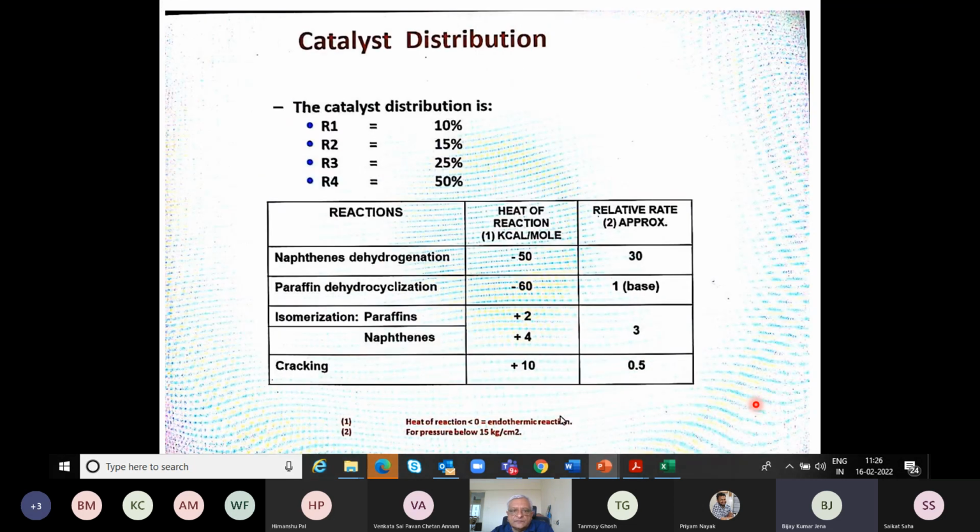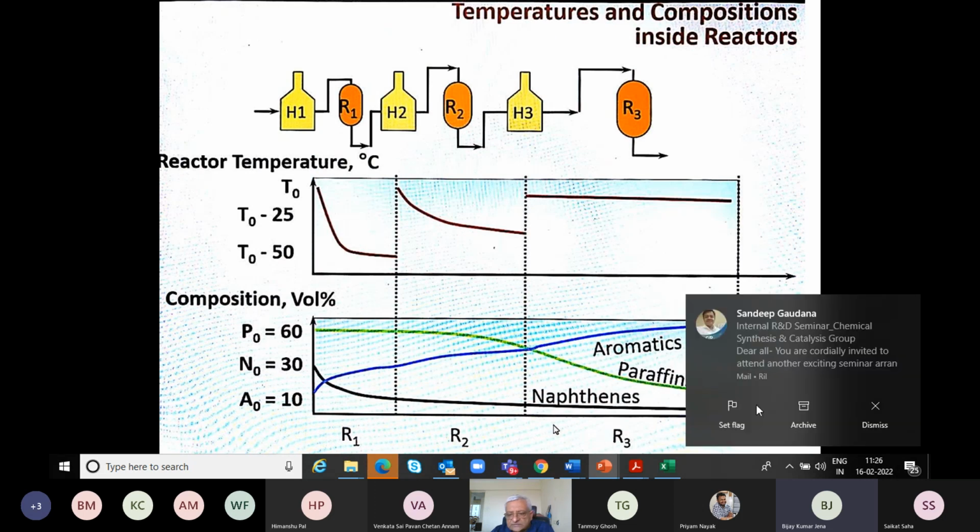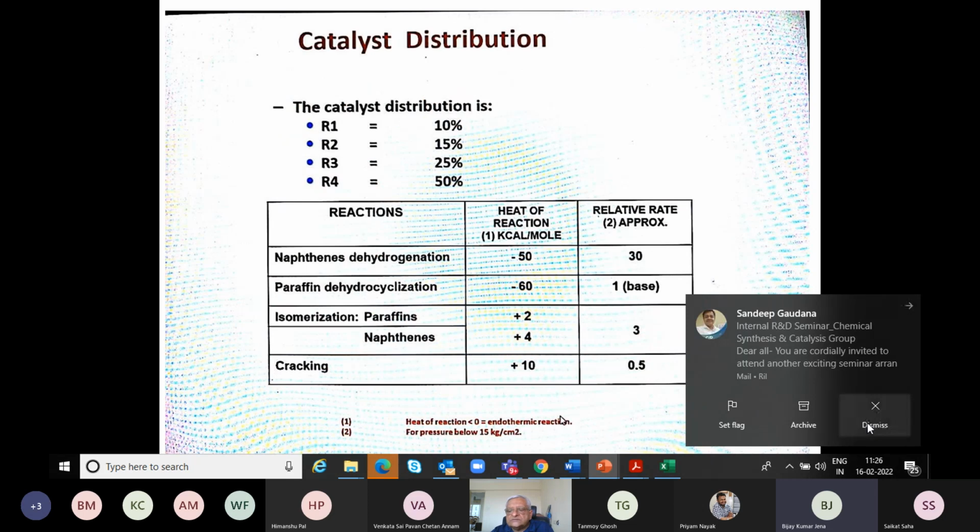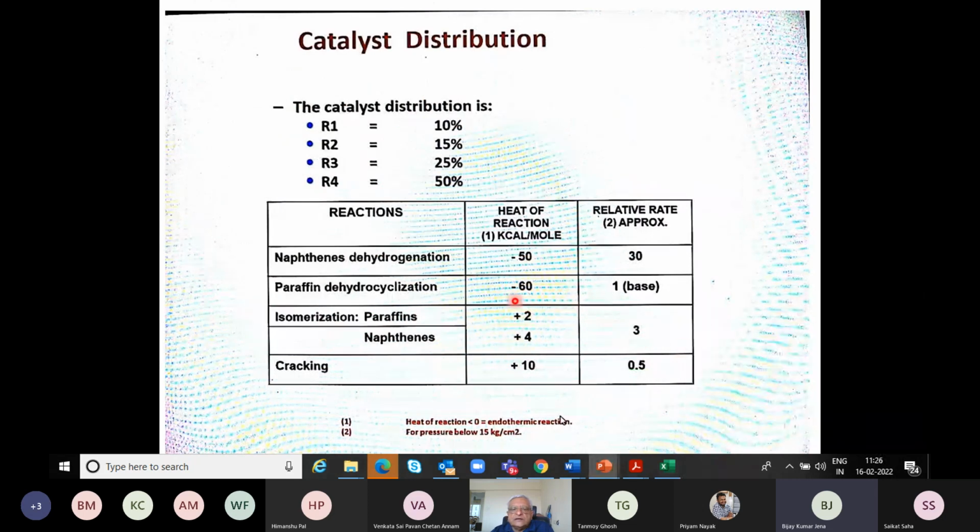Now, in order to promote these various reactions, what we also do is that we try to distribute the catalyst in the order in which the reaction is required to be done. So before I come to this table above, the catalyst distribution, let me discuss this table below. If you look at the four major reactions that happen, that is the naphthene dehydrogenation. Actually, if you take the paraffin dehydrocyclization rate of reaction as 1.